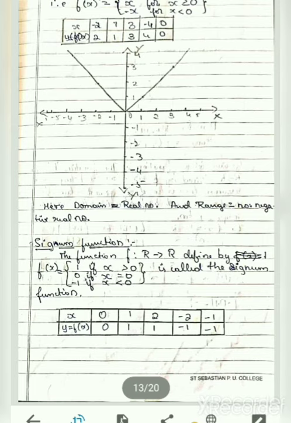This function is called a signum function. See the table there. You can give any value to x, either positive, negative or 0. But the values of y will always be minus 1, 0 or 1. If x is positive, then y is 1. If x is 0, y is also 0. If x is negative, then y is minus 1.